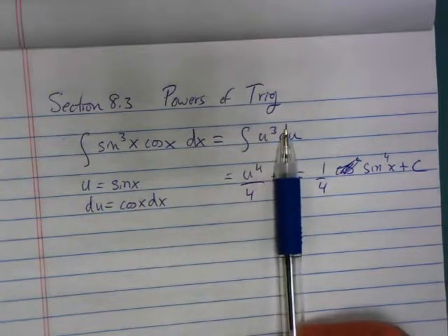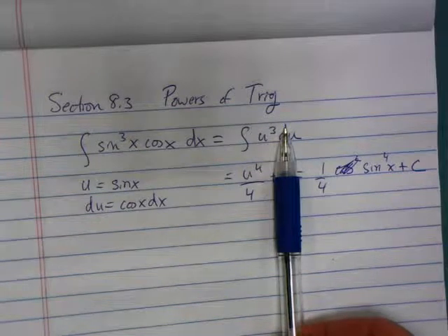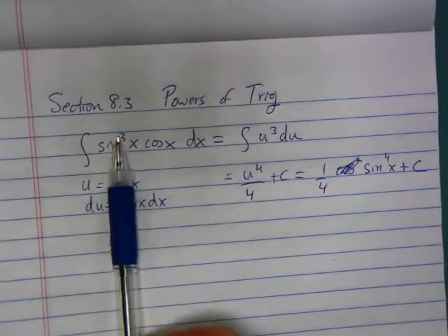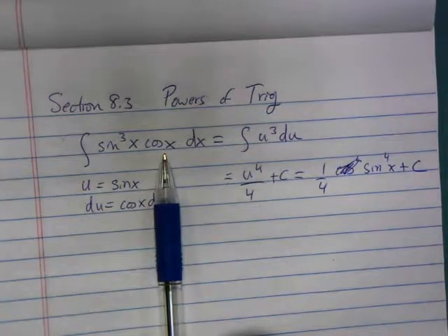Well, then you'd have u to the 9th here, right? But the u substitution would be exactly the same. So this power right here really doesn't matter. What matters is that we had a cosine, so we could make u substitution work.